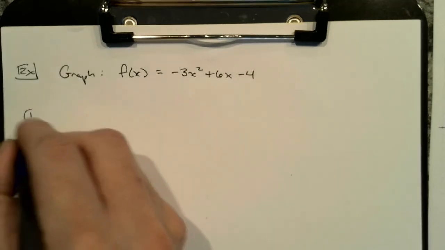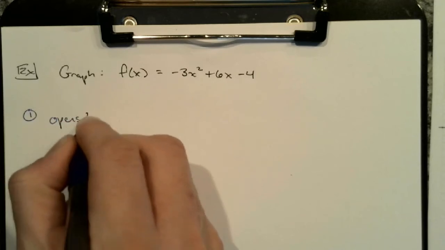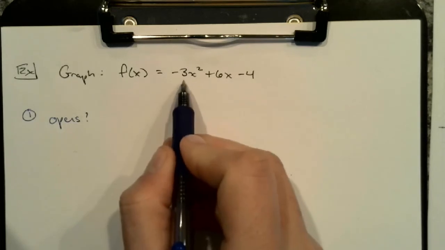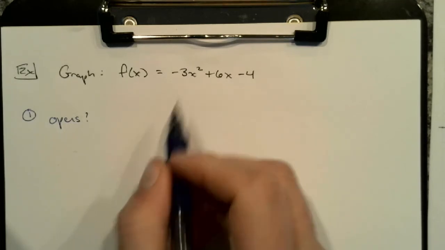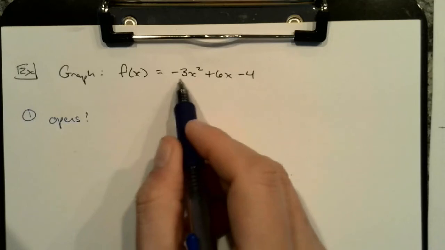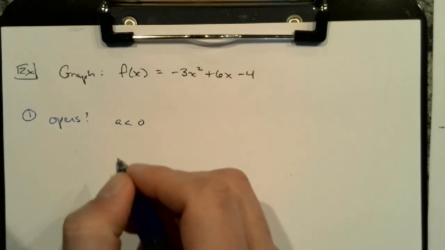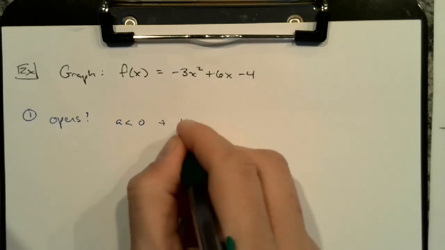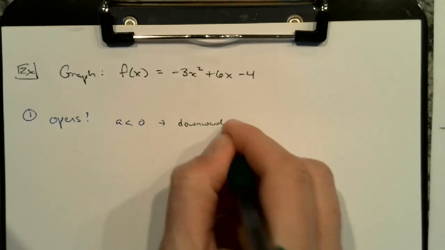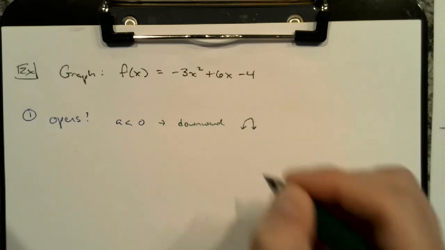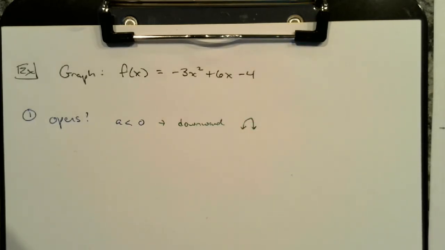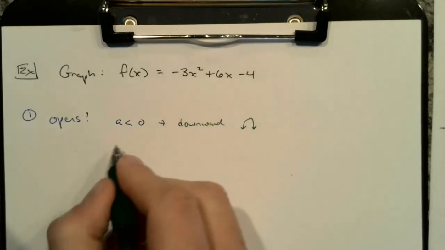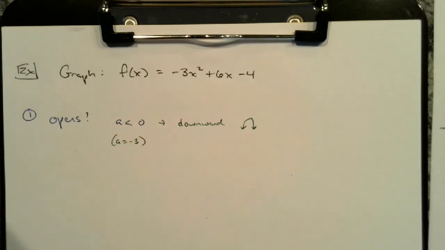And then we're going to ask ourselves the questions we just talked about. So first thing, which way does it open? Now, if I'm looking to see how it opens, we're basing it off of the leading coefficient. We're basing it off of a. And in this case, a is negative, right? So a is less than 0, which tells you it opens downward. In other words, the parabola will be upside down, right? So it's going to look like that at the end of the problem. So we know it opens downward because a is less than 0. A is negative 3, right? Just so you see it, a equals negative 3.